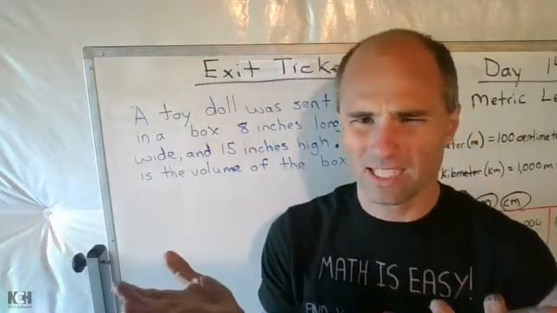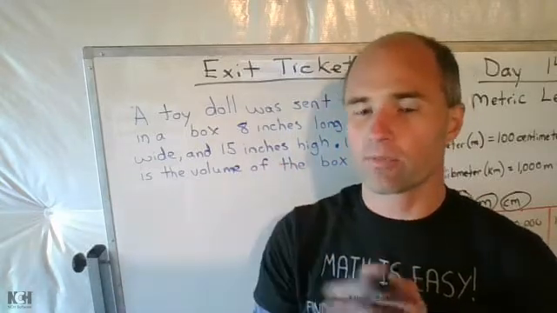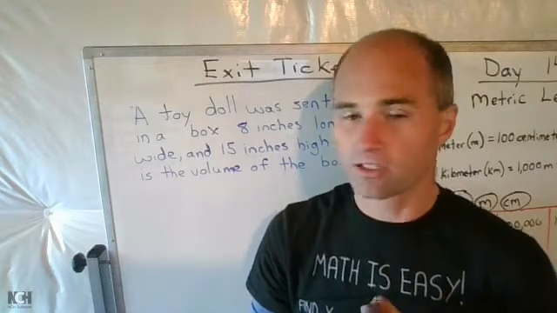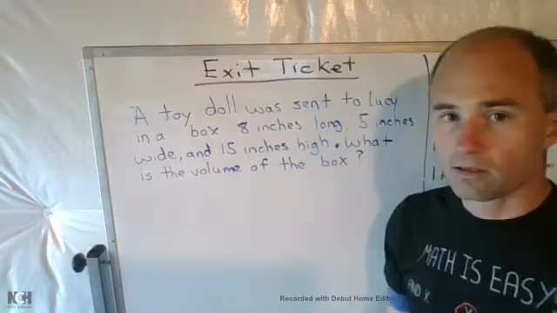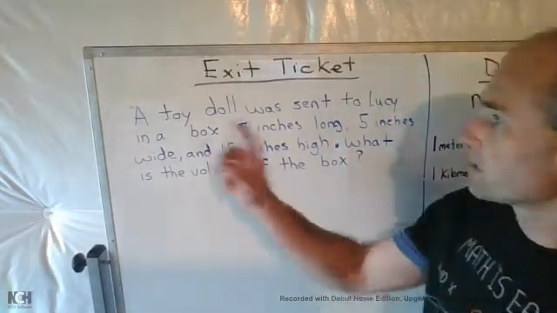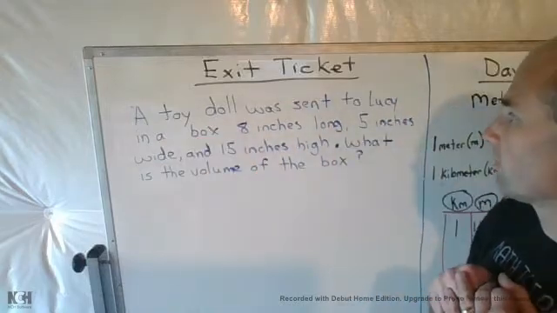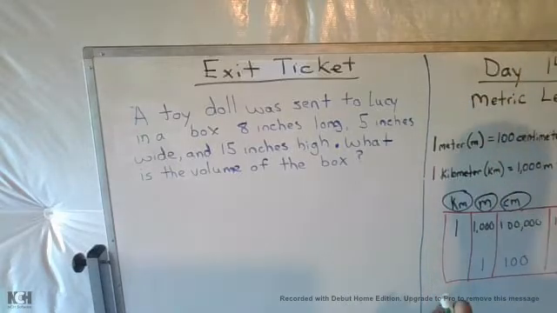5K. What's he talking about? Ran a 5K. Well, we're going to talk about what that means momentarily, all right? But for starters, let's talk about yesterday's exit ticket. A toy doll was sent to Lucy in a box 8 inches long, 5 inches wide, and 15 inches high. What is the volume of the box?